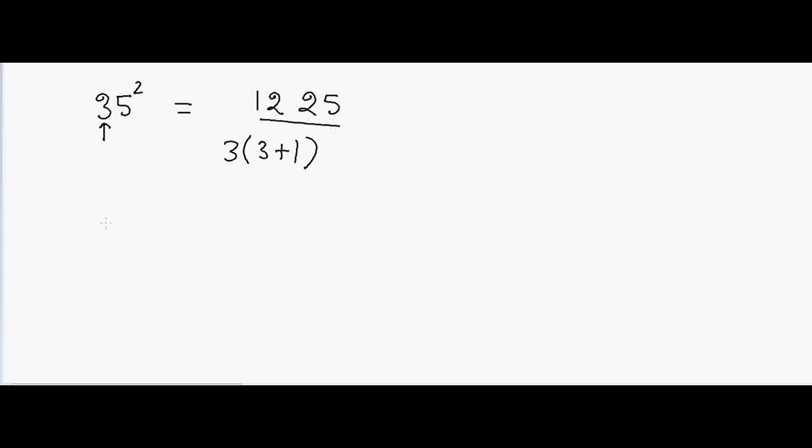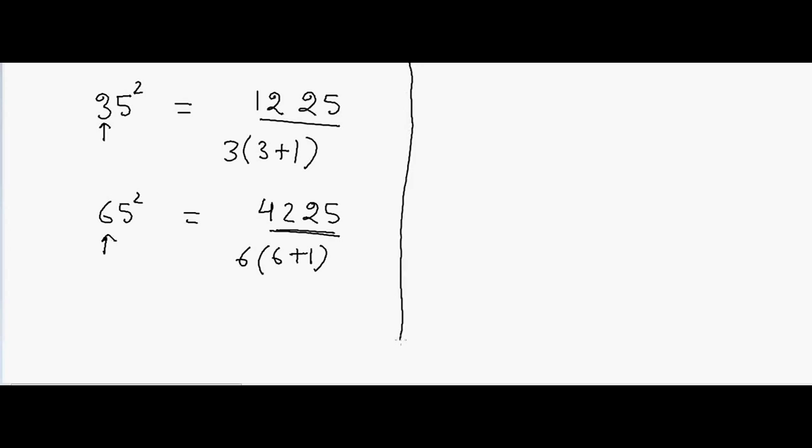So the answer is 1225. Another example, if I have 65 squared, in that case I have to write 25, and then I'll take 6. Multiply 6 by 6 plus 1, that is 7. 7 into 6 is 42. So the answer is 4225. So how does this trick work? Let's look into that.